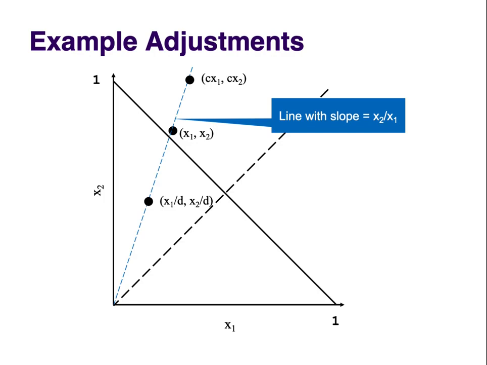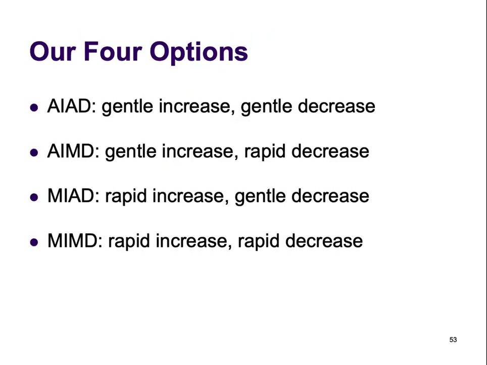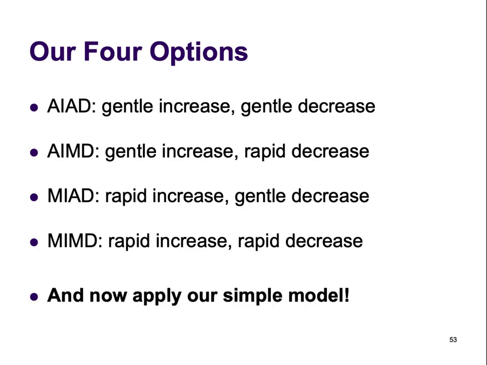Okay, so in this case, we're moving along a line that has a slope of x2 over x1. Okay, that was just reminders on slopes. So we're going to take these 4 different algorithms and see how they fare in terms of efficiency and fairness. Okay, so our simple model, let's start with AIAD. So that's additive increase, additive decrease.